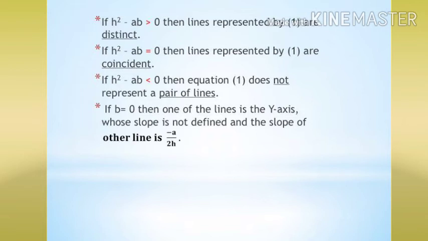And the last remark is, if b is equal to 0, then we have seen that we get two equations of lines, x is equal to 0 and ax plus 2hy is equal to 0. So x is equal to 0 means you get one line as the y-axis, and the slope of the other line becomes minus a upon 2h.